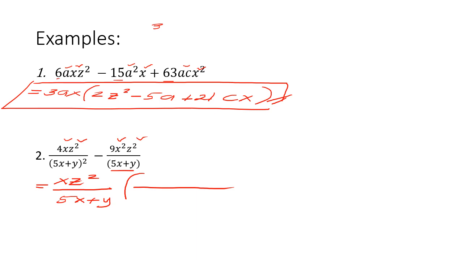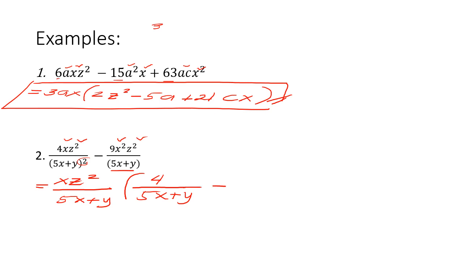So you already factored out xz squared from each term. So you will have left 4 for the first term. So I'll just write it down. 4 for the first term. And then for the denominator, you already took 5x plus y. Because this one here is already raised to 2, and you took 5x plus y, so only one is left instead of 2. So you just simply put 5x plus y, right?